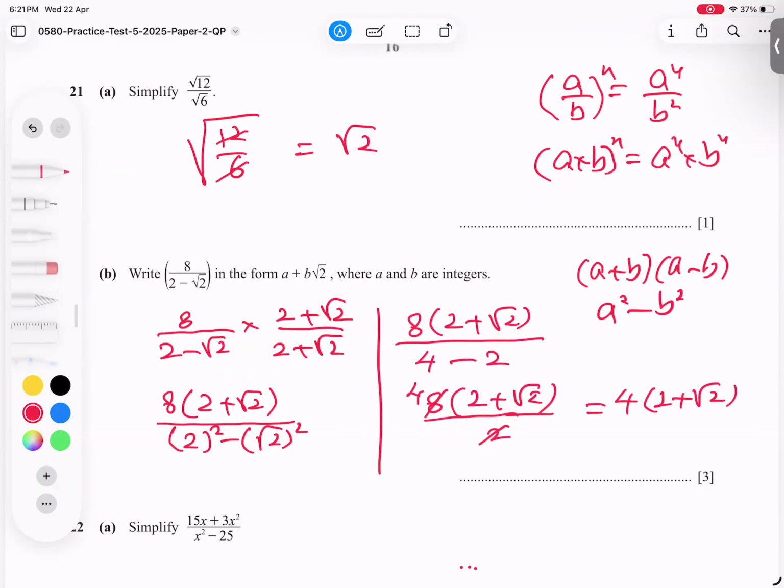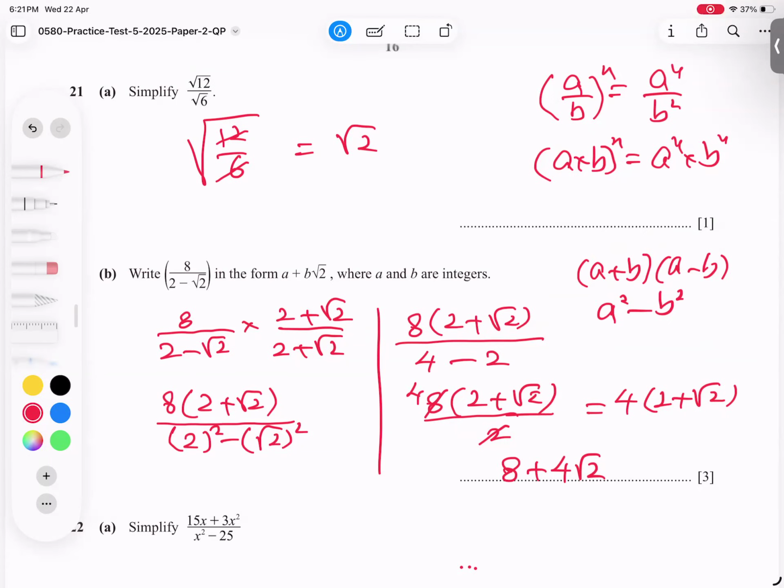And I can open the bracket and write it in this special form, 4 twos are 8 and plus 4 root 2. Yes, let me check again. I think the idea is 4, 2 square 4 and 4 minus, yes, correct, okay.